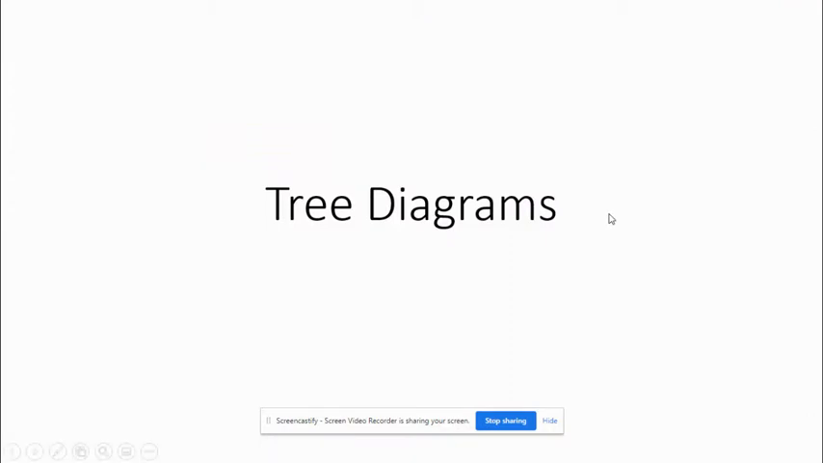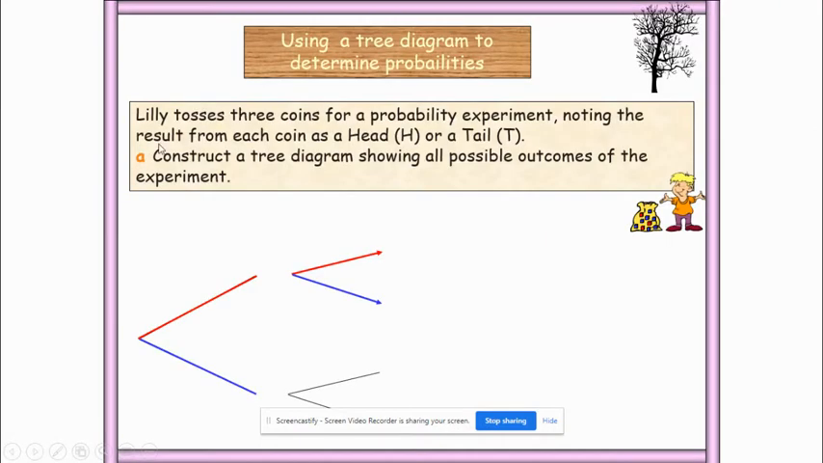There we go, tree diagram. So using a tree diagram. Lily tosses 3 coins for a probability experiment, noting the result from each coin as a head, which is H, and a tail, which is T. Construct a tree diagram showing all possible outcomes.